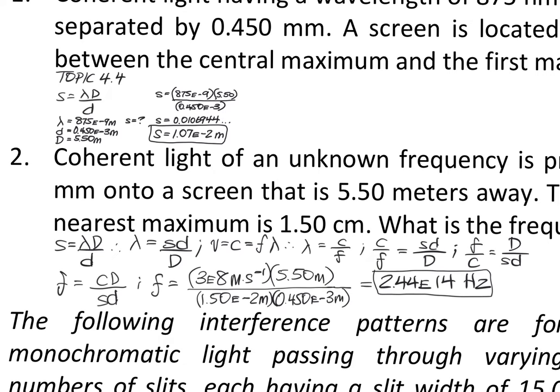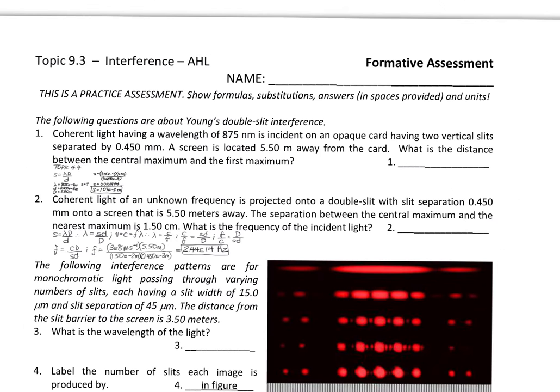Okay, so slip in c for the speed of light, D for the distance to the screen, s for the separation between the maxima, the 1.5 centimeters, and then little d for the slit separation, and I get 2.44 times 10 to the 14 hertz for the frequency. Okay, let's look at number 3.